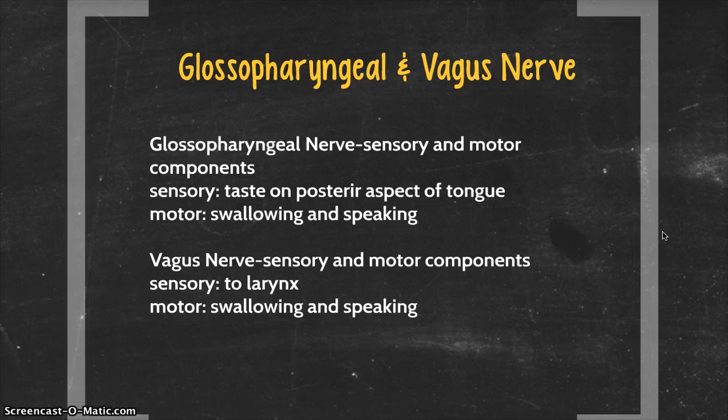The glossopharyngeal and vagus nerve. The glossopharyngeal nerve has both sensory and motor components. The sensory component is responsible for detecting a bitter taste on the posterior aspect of the tongue. The motor component is responsible for swallowing and speaking. The vagus nerve also has sensory and motor components. The sensory components have to do with the larynx, and the motor components also have to do with swallowing and speaking. That is why the glossopharyngeal and vagus nerve are commonly screened together.